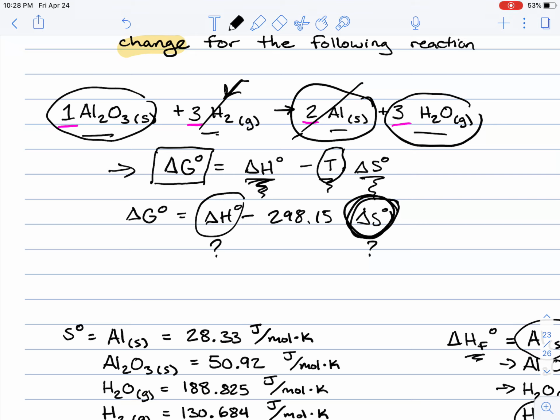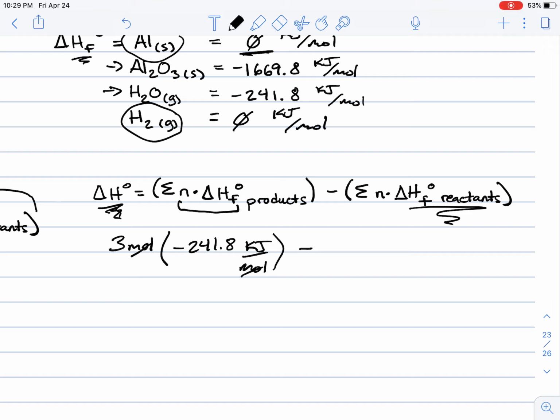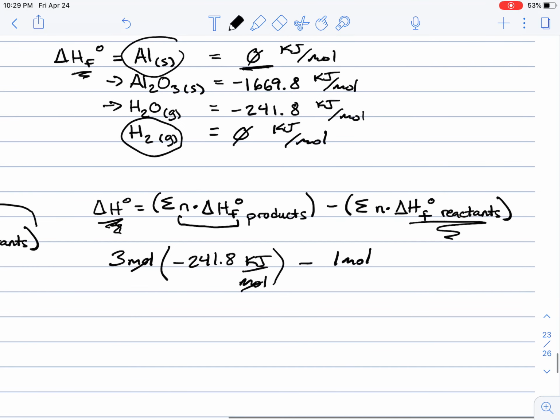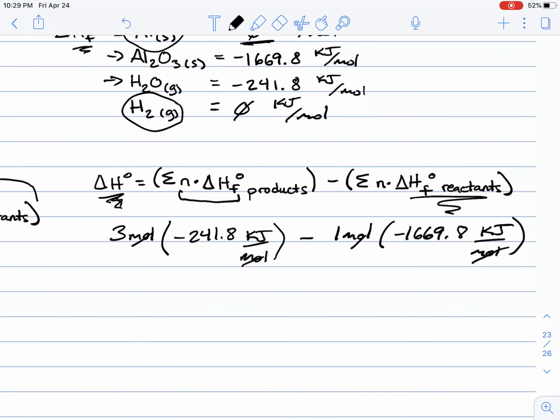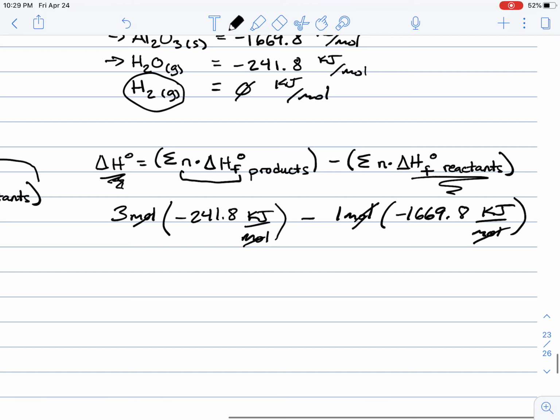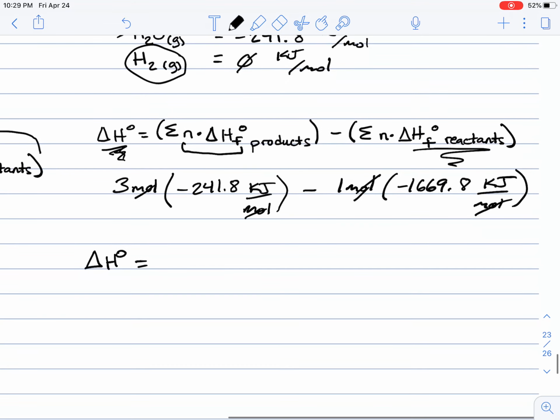Here I have only 1 mole of aluminum oxide, and I'm going to multiply that value by negative 1,669.8 kilojoules per mole. Once again, I'm going to cancel out the unit for moles, and I'm going to multiply and subtract, and that'll give me my enthalpy value under standard conditions.